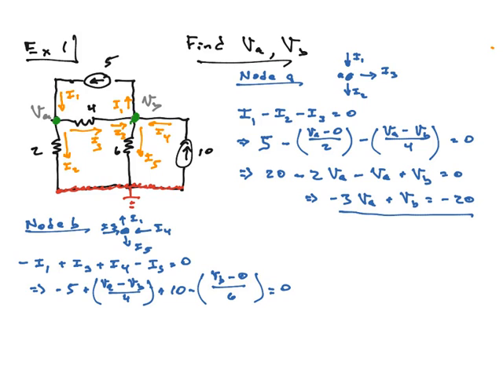Just as before, I want to simplify this down as much as possible, so I want to get rid of the denominator. What number is common to both 4 and 6? Well, the smallest one is 12, so I can multiply everything by 12. So 12 times negative 5 is negative 60, plus 12 divided by 4 becomes 3, so it's 3VA minus 3VB. 12 times 10 is 120. 12 divided by 6 gives me 2, so it's 2VB.